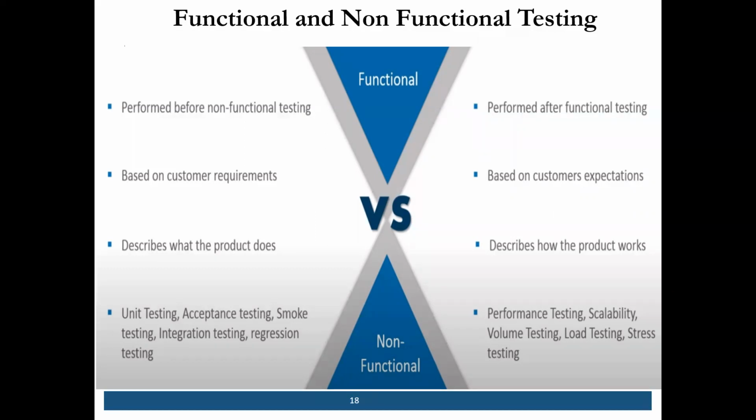Clear, everyone? Sanity is just an overview of the defects, whether they are fixed or not, and then you accept the build. Then you will do the retesting in a very detailed way, to check whether this bug is properly fixed or not, according to the requirement.